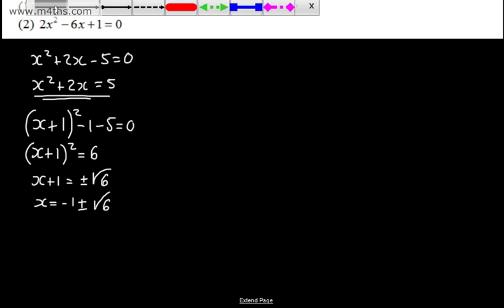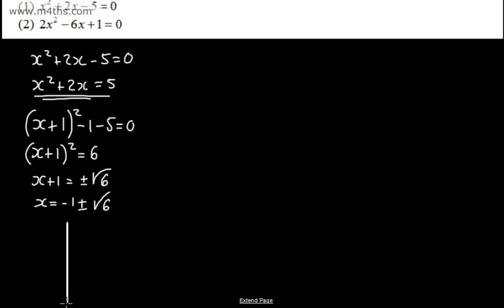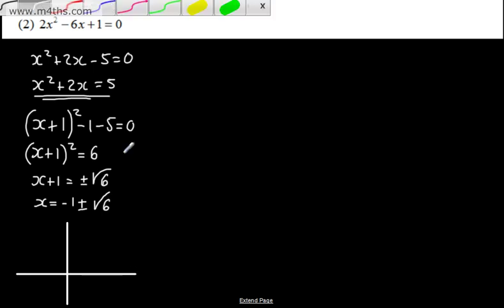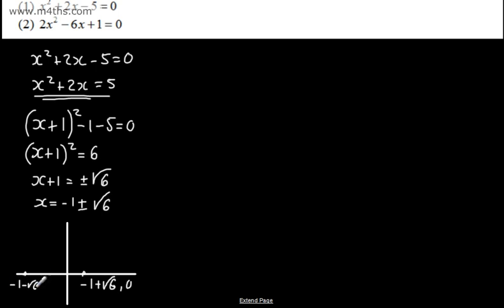If we wanted to quickly sketch this, we're going to have two real solutions. We're going to have negative 1 plus the root of 6. The root of 6 is just 2 and a bit, so let's put negative 1 plus 2 and a bit, which we're going to have here. We would write it as negative 1 plus root 6, comma 0, because we're solving when y is 0. And then the other one would be negative 1 minus the root 6, comma 0, and that would be just here.